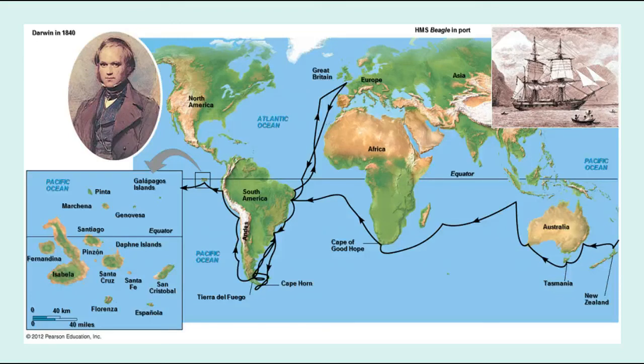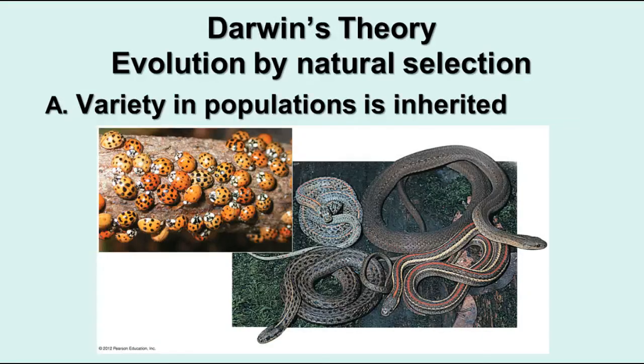So let's look at the points of Darwin's theory. First of all, there's variety in populations. We know this just by looking around the classroom. We can see that there are no two people that look exactly alike. Even identical twins are usually slightly different. In a population of the same species, like these ladybugs here, there's going to be variation, and that variation is inherited from the parents. These are all members of the same species of garter snakes, but they look very different because they live in different habitats and inherited different characteristics from their parents. So there is variety in populations.